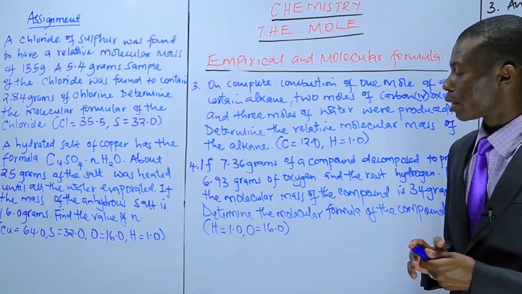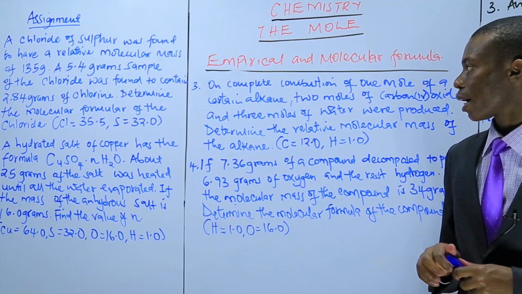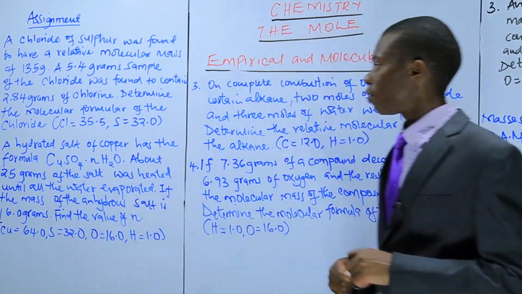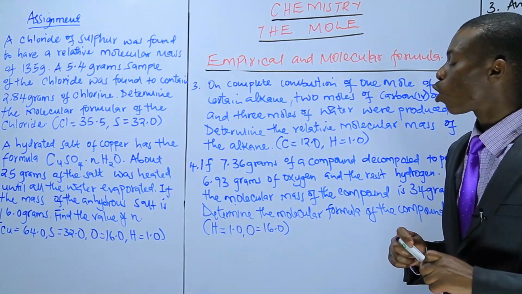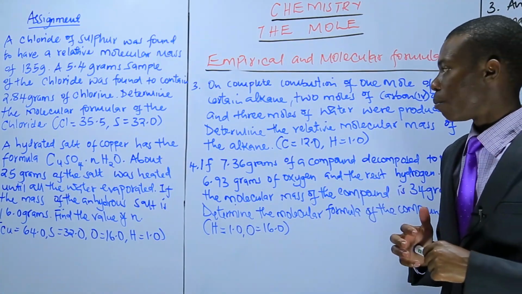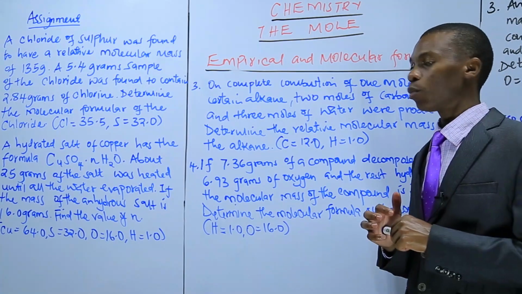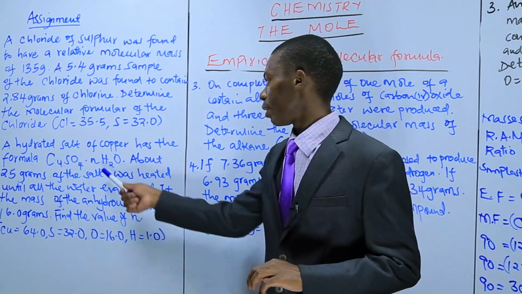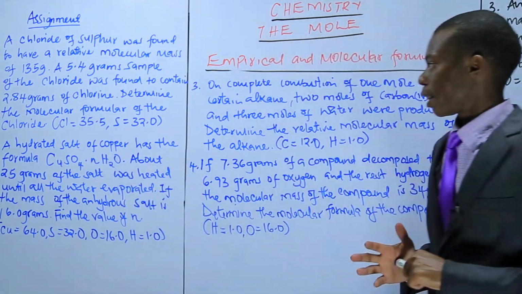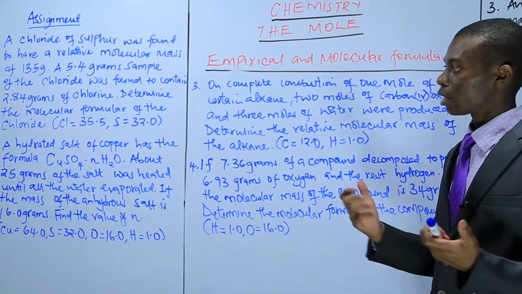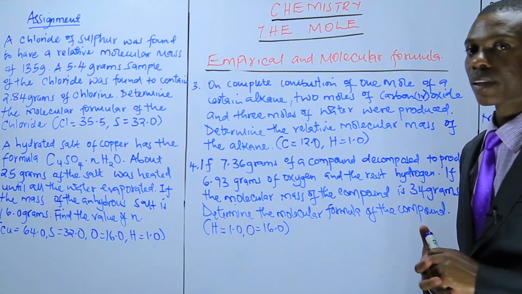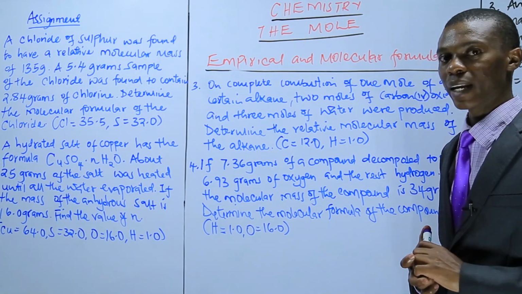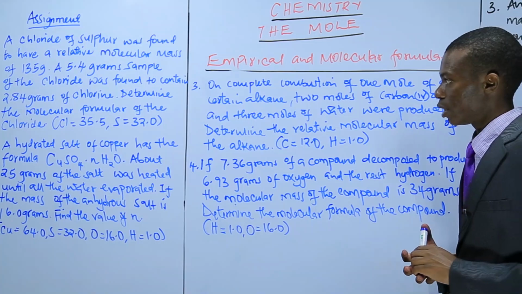The second question is, a hydrated salt of copper has the formula given. About 25 grams of the salt was heated until all the water evaporated. If the mass of the anhydrous salt is 16.0 grams, then find the value of N. The value of this N is the N on the salt. The relative atomic mass of copper is 64.0, sulfur is 32.0, oxygen is 16.0, and hydrogen is 1.0.